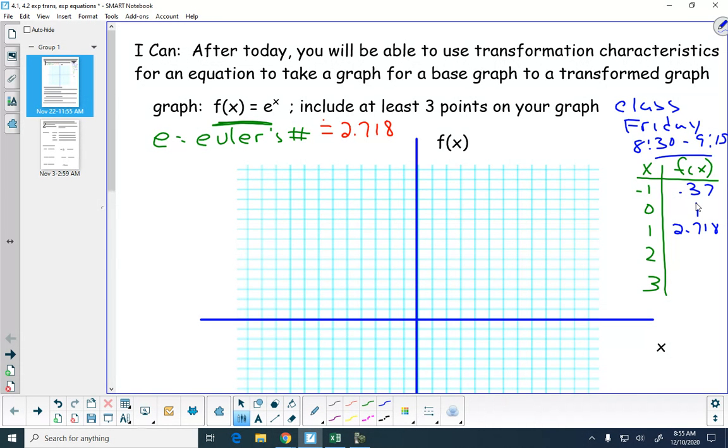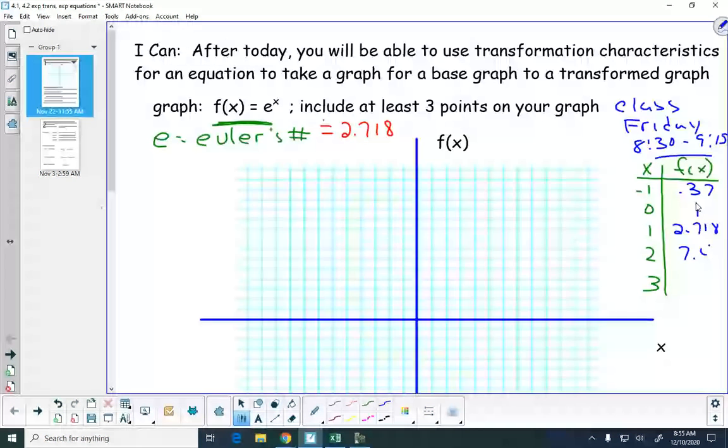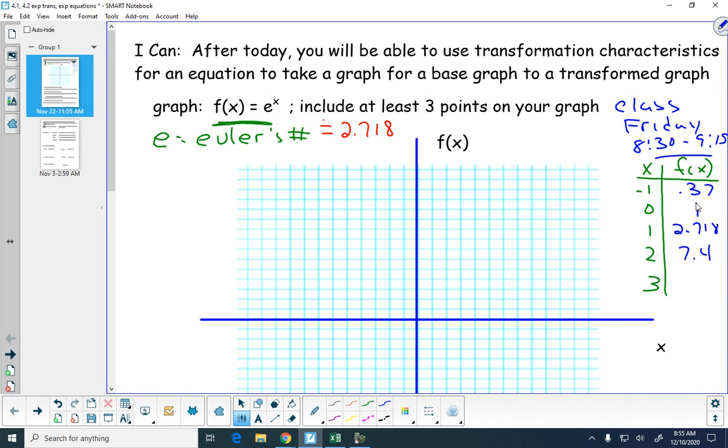About 7.4. And then e cubed, we get 20.1. I don't think my graph is going to be able to hold e cubed, so we will just utilize these values at this point.